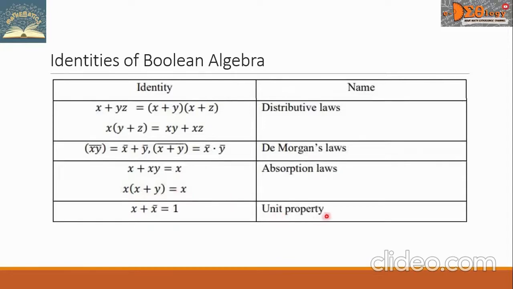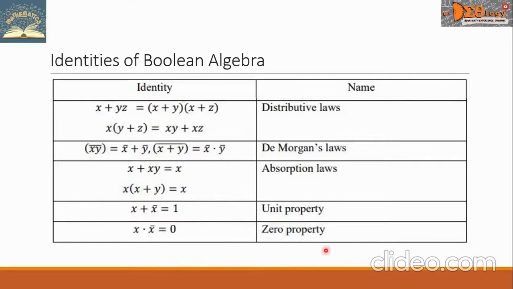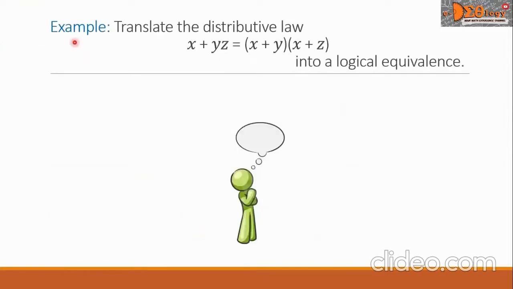Next is the unit property. It says x plus x complement equals 1. And the zero property says x times x complement equals 0. Let us see this example. Translate the distributive law x plus yz equals the quantity x plus y times the quantity x plus z into a logical equivalence.